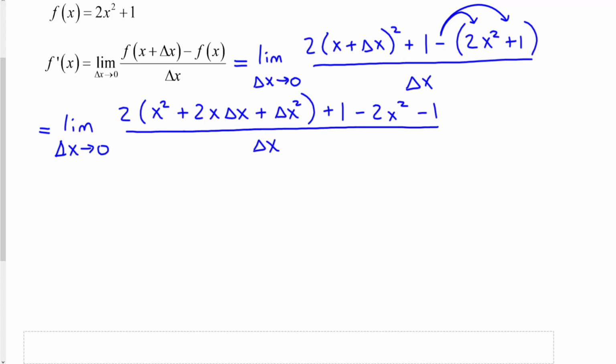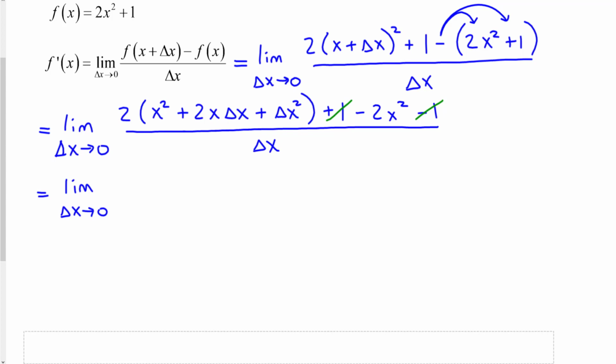All right, so I have some things that will cancel. Here's a positive 1 and a negative 1. That's great. Anything that cancels away is a good start. We do need some more things to cancel, however, before we can take the limit, because at this point I would still end up with 0 over 0.